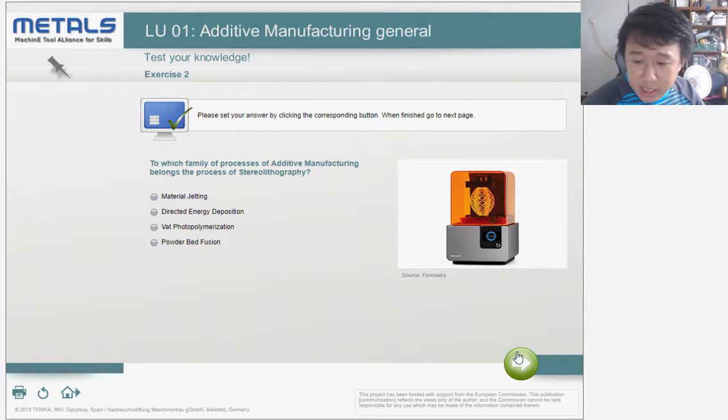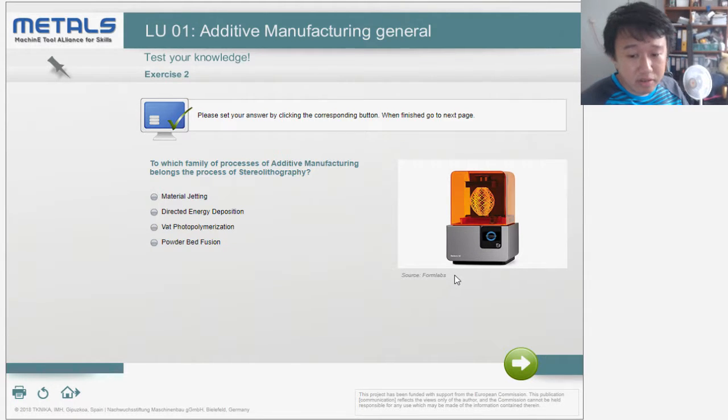Exercise 2. Yes, this is the Formlabs picture. The Formlabs, I'm pretty interested in this printer. I think it can print polymer and ceramic as well. It's a very interesting printer. I think it costs about 5 to 6 or 8,000 in Singapore. Still very costly, I'll say, but it's pretty cool. Definitely do check out the Formlabs.